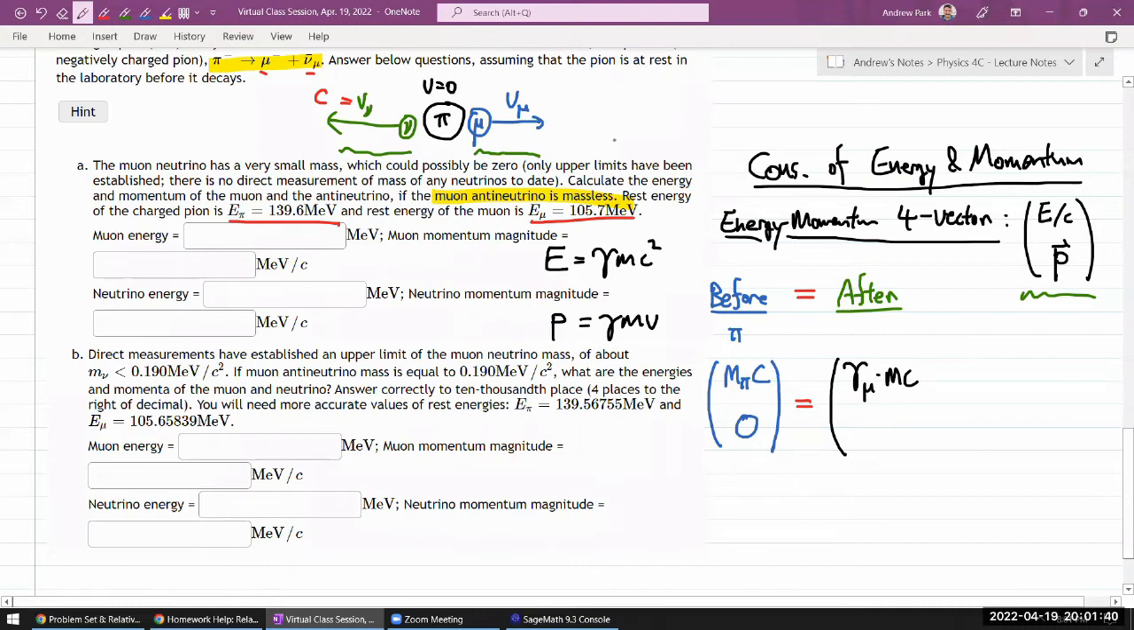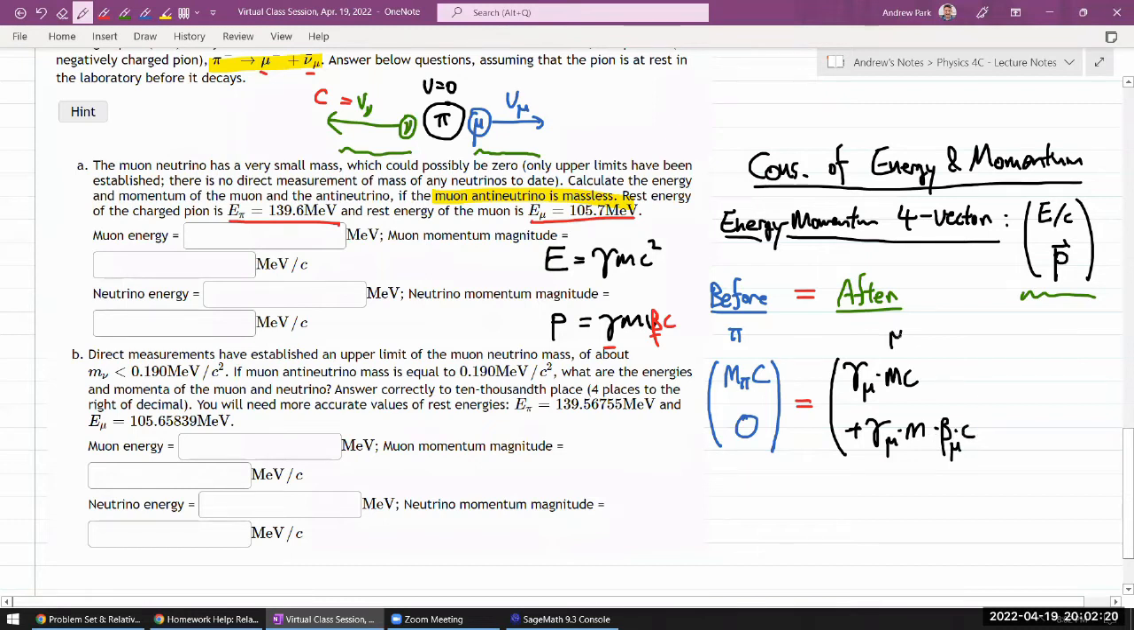Momentum of the muon, let's say the muon is going in the positive direction. So it'll be plus gamma of the muon times... And I do recognize that gamma and v, where v is actually beta c, represent one single degree of freedom. Eventually, I'm going to want to rewrite either gamma or beta in terms of the other. But for the time being, let me just write in beta. So beta mu times c.